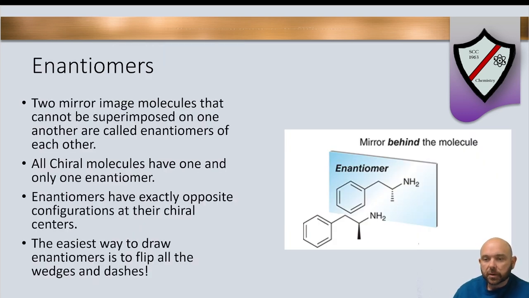So a little bit more terminology here. 2 molecules that are mirror images of one another that cannot be superimposed on one another are what is known as enantiomers of each other. All chiral molecules have one and only one enantiomer. Enantiomers have exactly opposite configurations at their chiral centers. The easiest way to draw enantiomers is to flip all of the wedges and dashes in a bond line structure. And we'll look at some examples here on the next page.